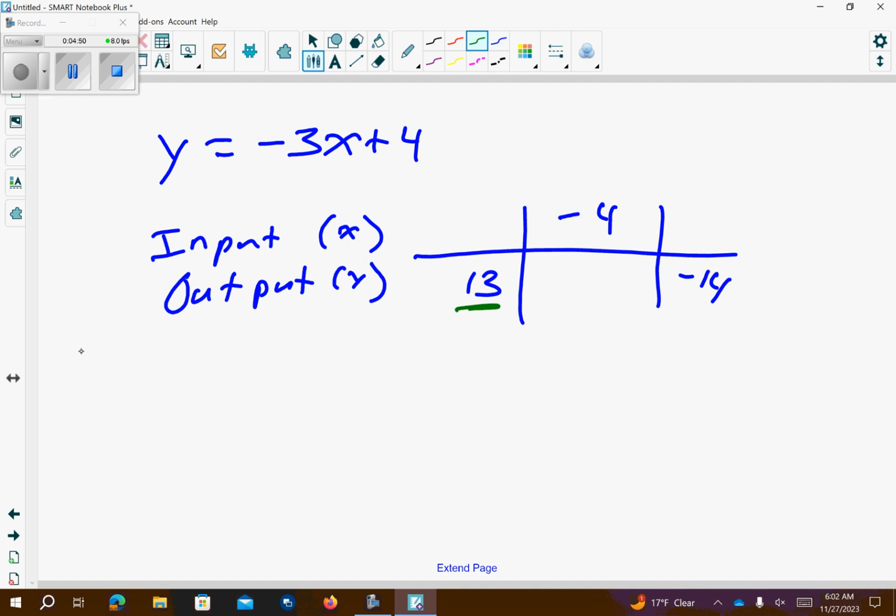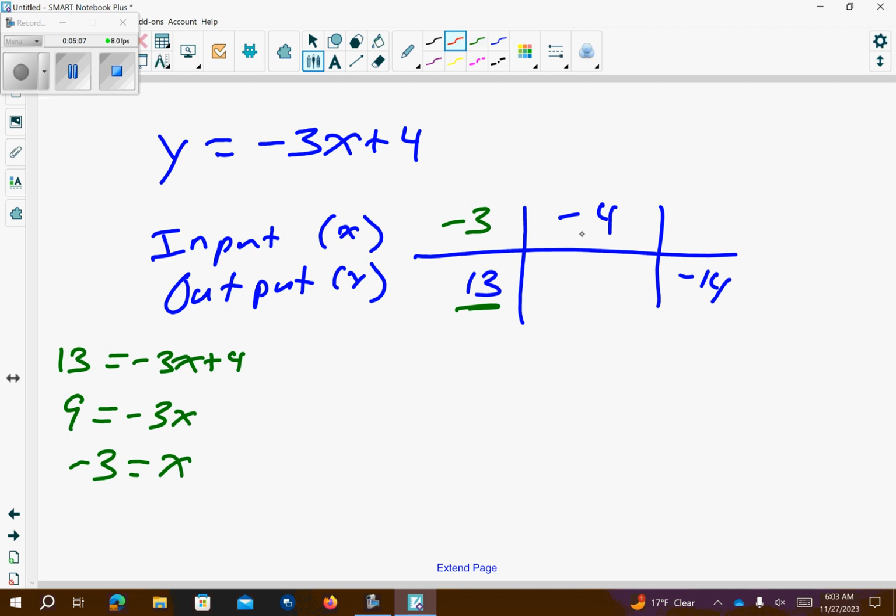So this 13 I'm going to plug in for y. It's an output. Go ahead and solve it. Subtract 4 from both sides. So this is going to give me a 9 equals 3x. Divide both sides by negative 3. So our input is -3.